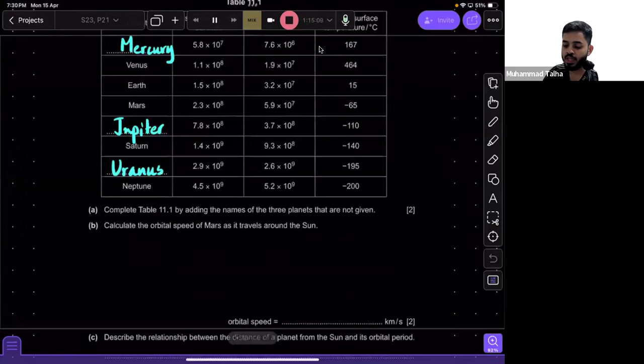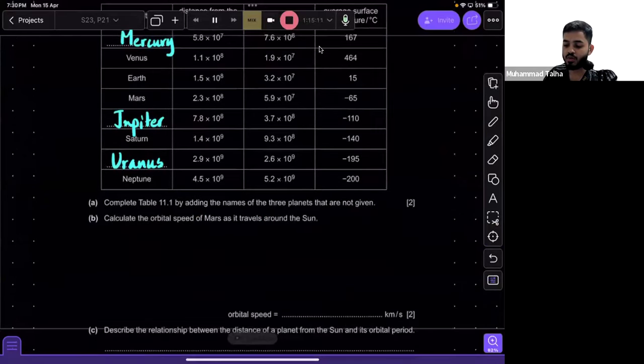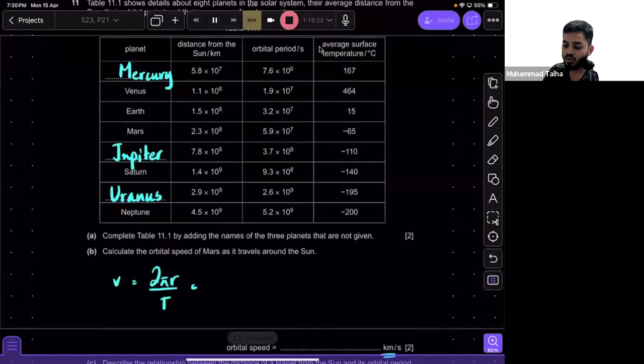Calculate the orbital speed of Mars as it travels around the sun. So orbital speed, the formula is 2 pi r over t. Again, look at the units. They do want the answer in kilometers, so do not convert this. So we're doing this for Mars. For Mars, the distance is this.